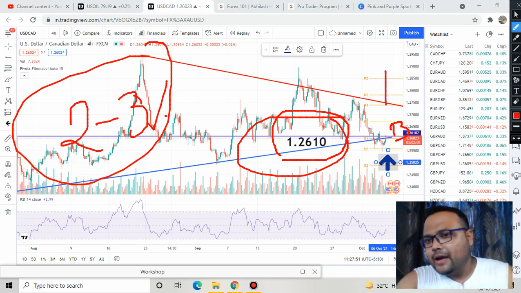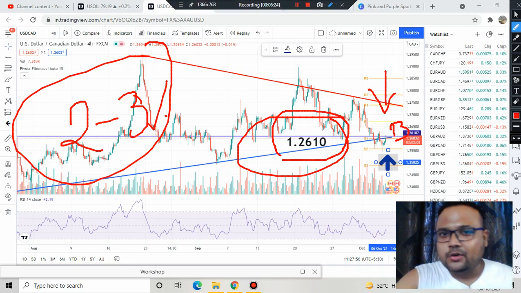That is the only trading opportunity for USD CAD right now. We do have a resistance at the top, but right now the resistance is far away, so I do not want to waste your time.